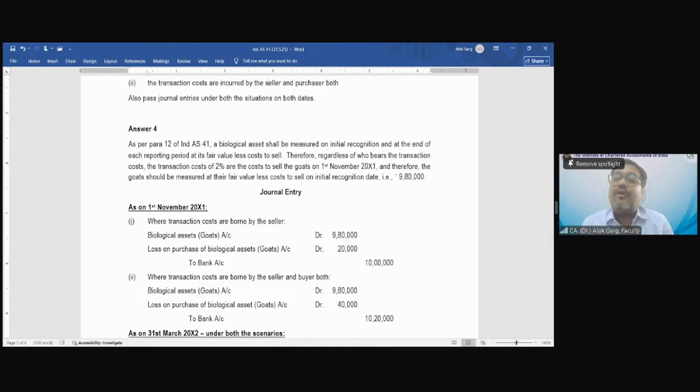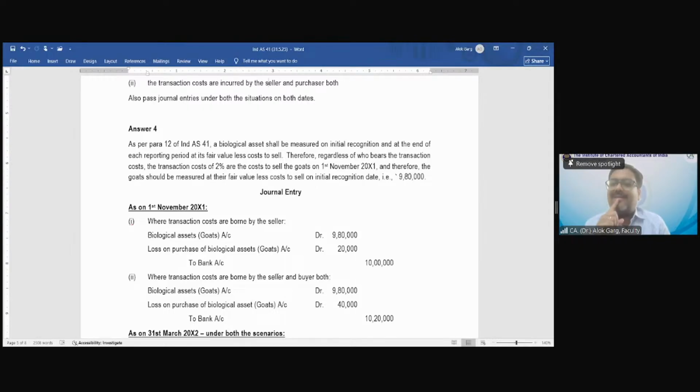But at what value are you going to measure these goods in your books of accounts at the time of initial measurement? No, that's what I am asking. Why are we assuming this, when we are the purchaser, why should we include the 20,000 effect in the first option? The second option is okay. When we are the purchaser, why should we treat ourselves as a seller also?